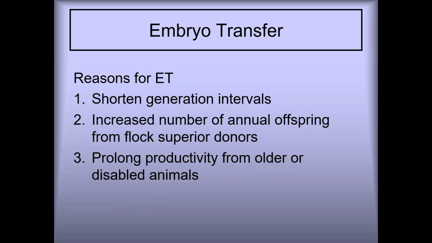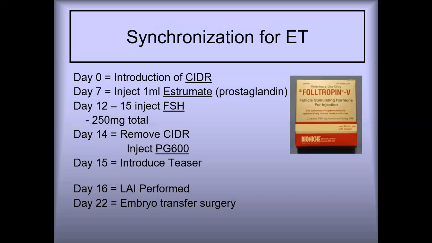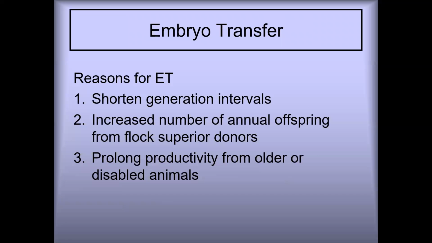And then just to touch briefly here on embryo transfer. Embryo transfer is a way to help shorten our generation intervals, increase the number of offspring per female or even the male, and then prolong the productivity of an older or disabled animal. So instead of a ewe having 1 to 2 lambs in a year, she may be able to have 4 to 10 embryos or 10 animals in a year, depending on her embryo production.